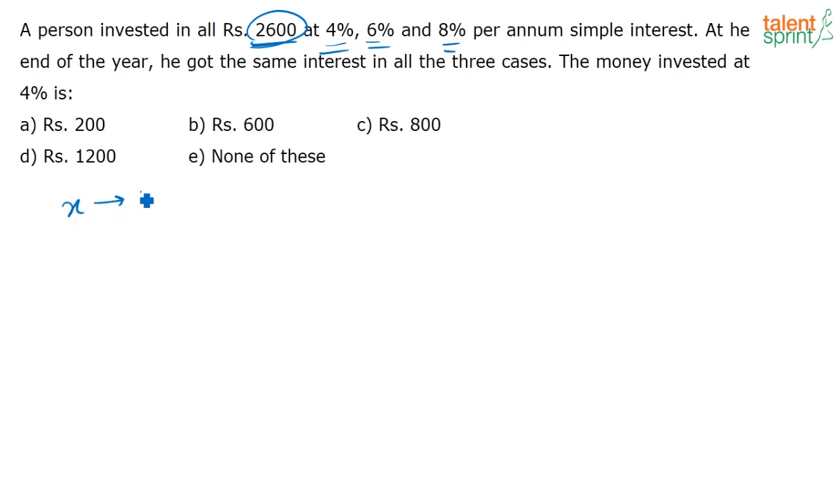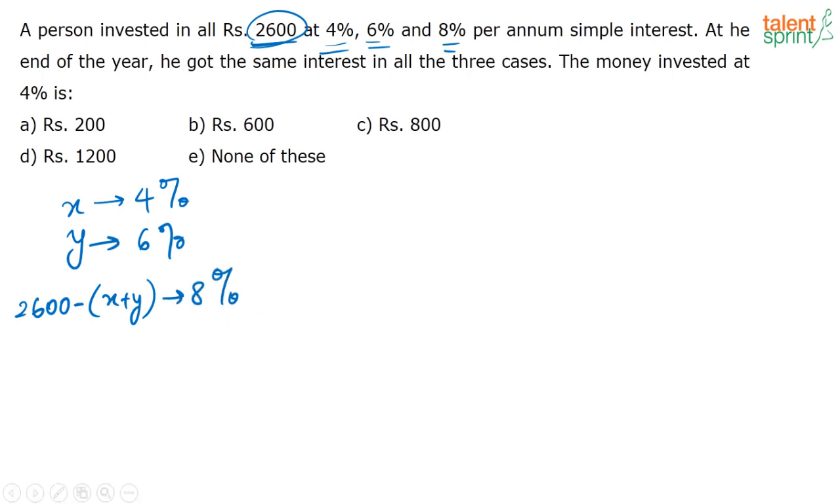I am assuming that he is investing X rupees at 4%, Y rupees at what percentage? Next 6%. And so how much will he be investing at 8%? It is nothing but total amount we know is 2600, correct? So he is investing 2600 minus (x plus y) rupees at 8%.